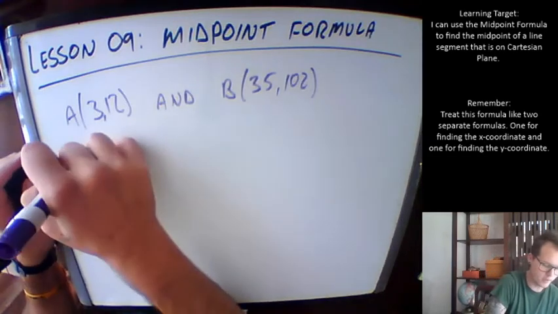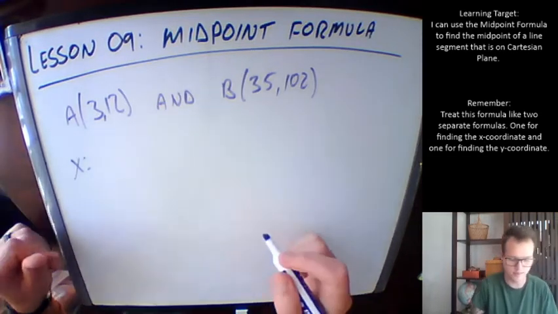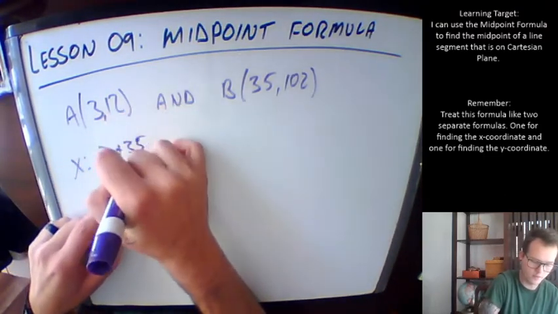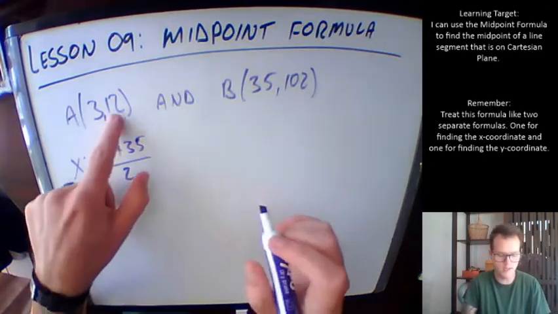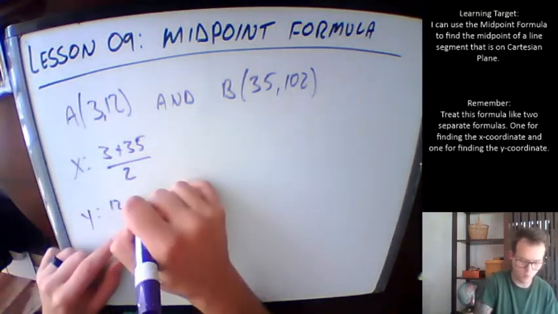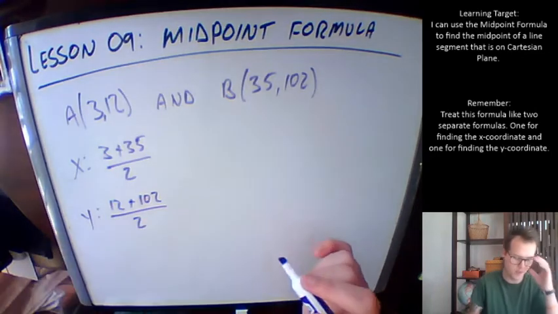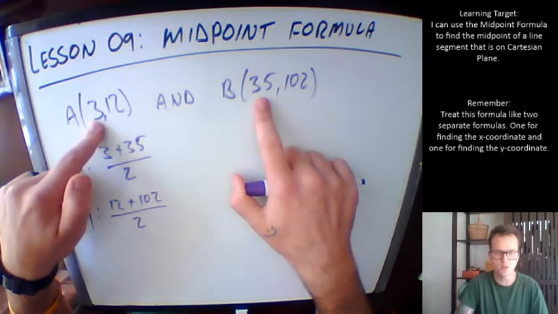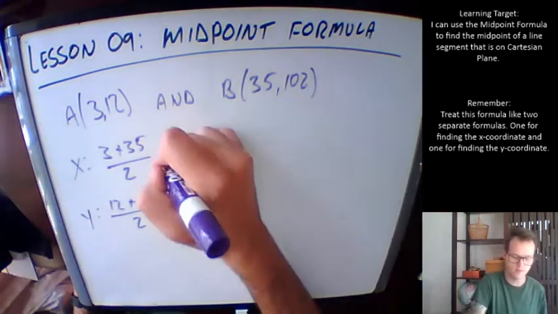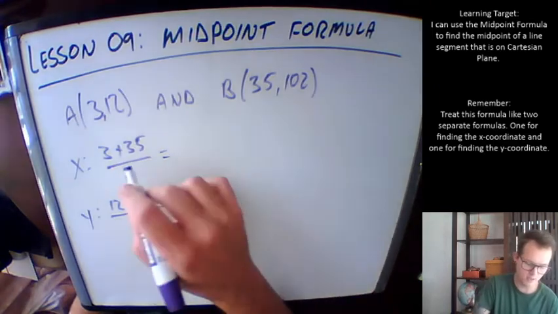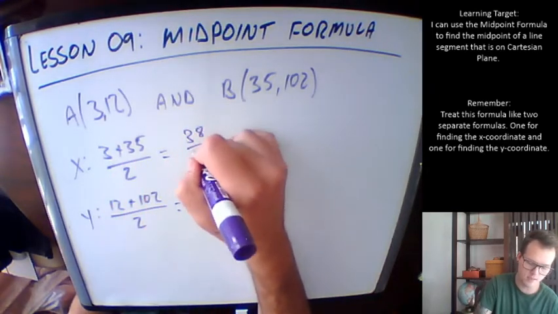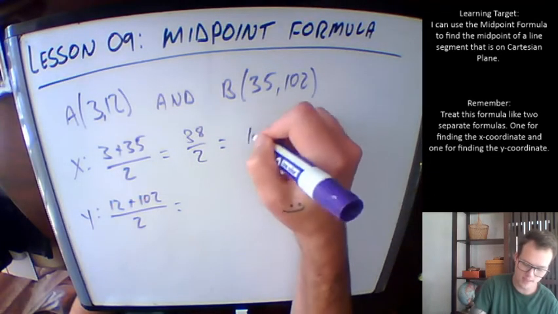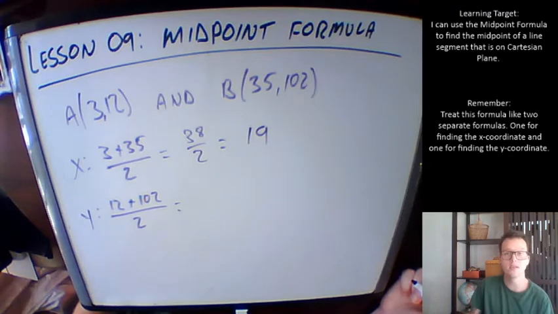So for the x coordinates, it's going to be 3 plus 35 over 2. And then to find the midpoint of the y, it's just going to be 12 plus 102 over 2. Again, we're dividing by 2 here because we're just finding the middle, or the average, between the 2 x values and then the 2 y values. So let's finish the x's first. 3 plus 35 is 38 divided by 2. When we simplify this, we get 19. So the x coordinate for the midpoint is going to be 19.